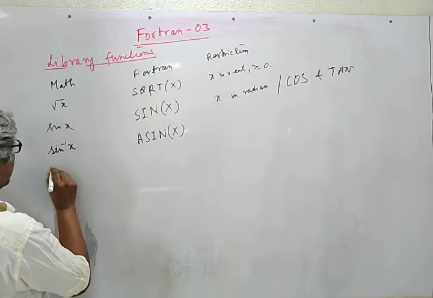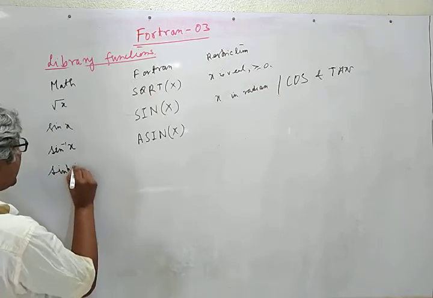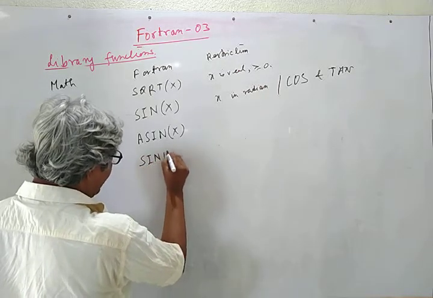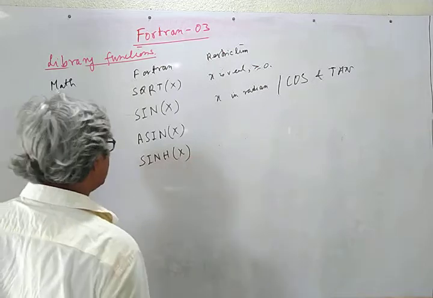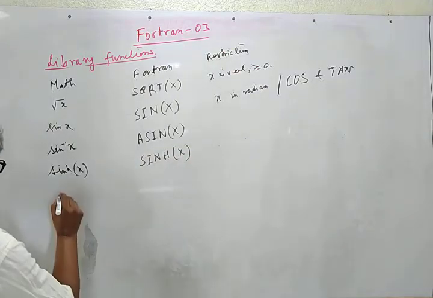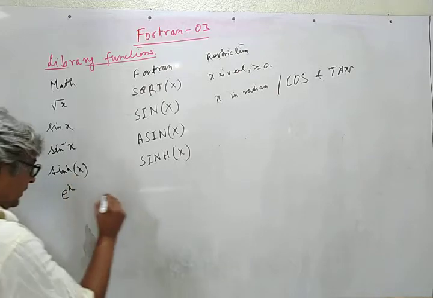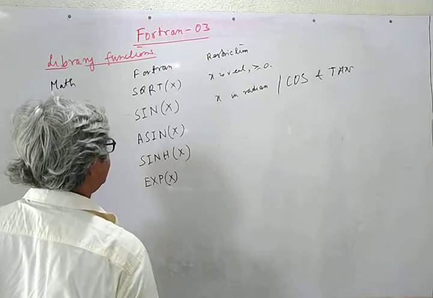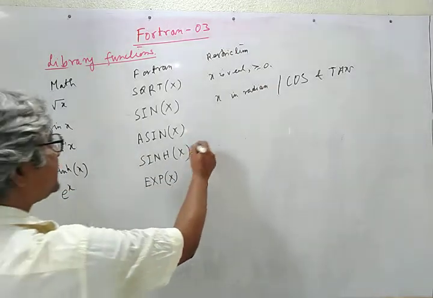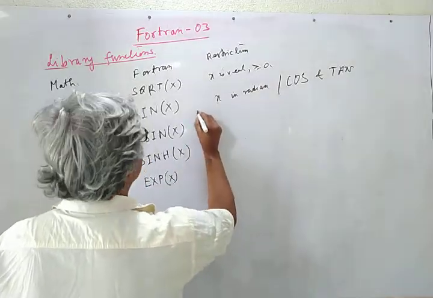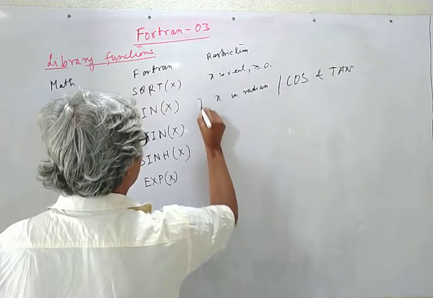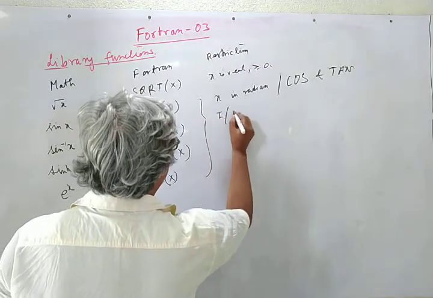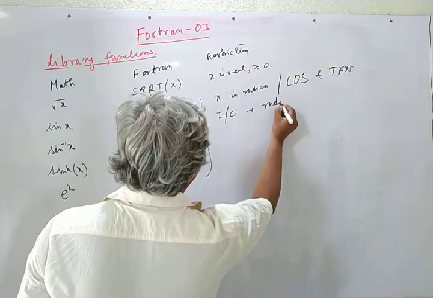The sine hyperbolic function, sine hyperbolic x, is SINH of x. And e to the power x is EXP of x. There all the arguments are real and related to radian, and the input and output are in radian.